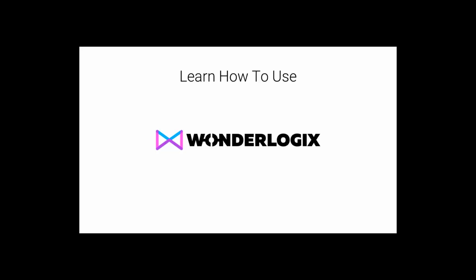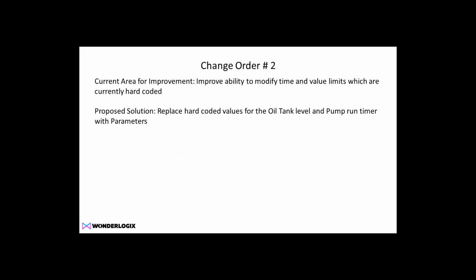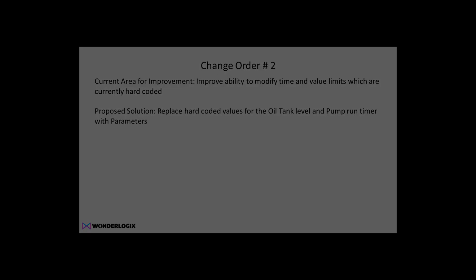Welcome back. Let's continue from where we left off. This is part 2 of change order 2. In our last lesson, we had just finished changing the oil pump's 3-second failure time to a parameter called delay to failure. And as a reminder, what we're trying to do is to modify our time and value limits, which were hard-coded, into parameters. So let's pick up where we left off.